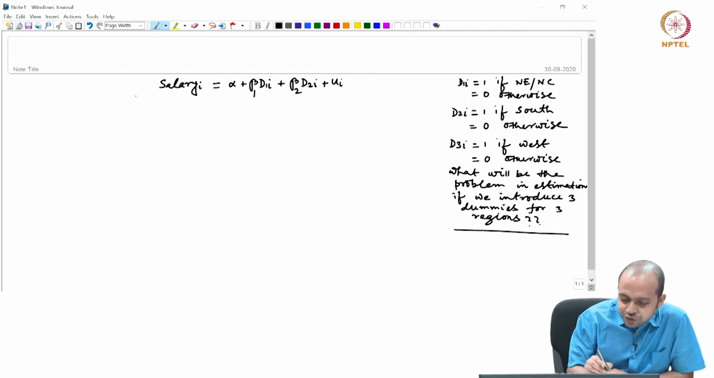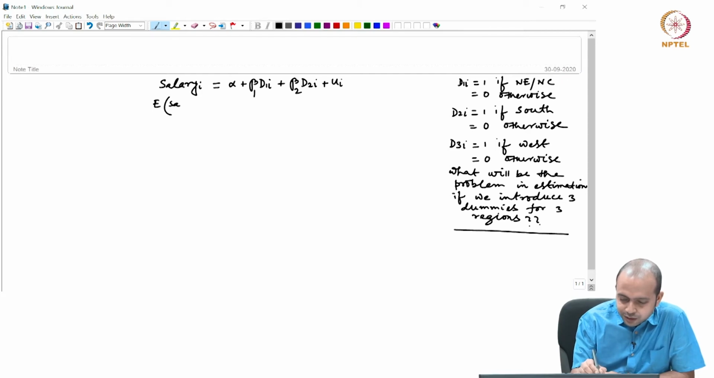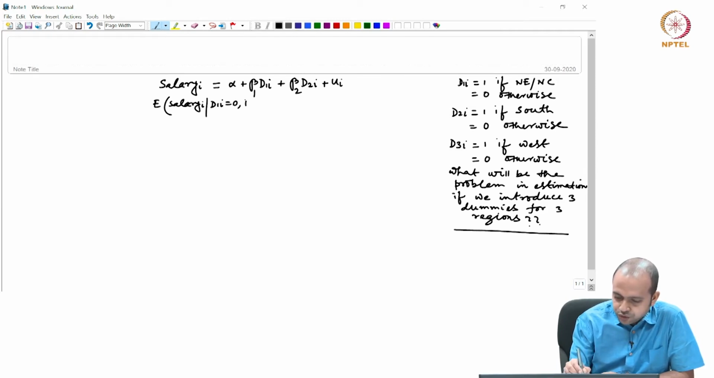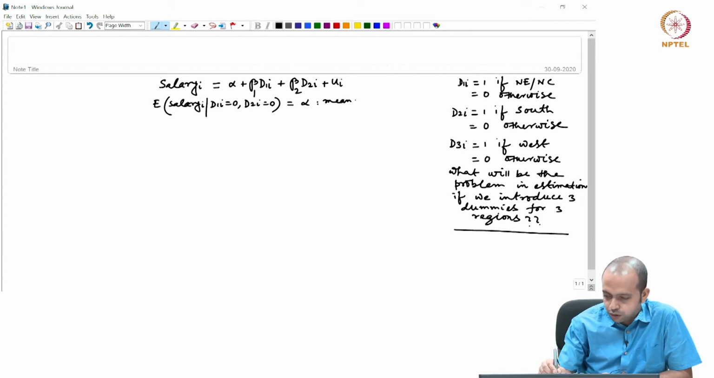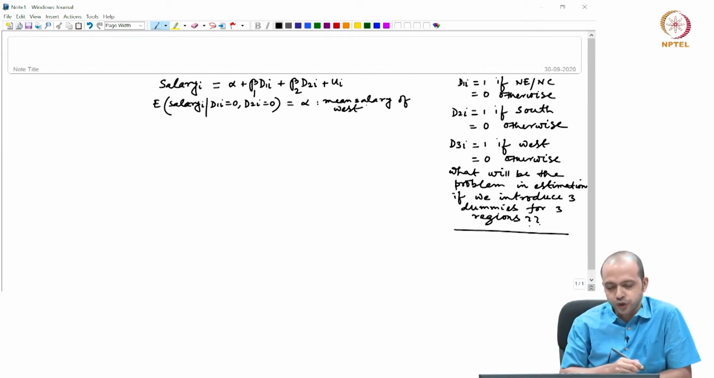Now, how will you prove that? You can easily get the interpretation. Take the expectation of salary given D1i equals 0 and D2i also equals 0, that will give you alpha. So, that means this is the mean salary. So, alpha is basically the mean salary of west.